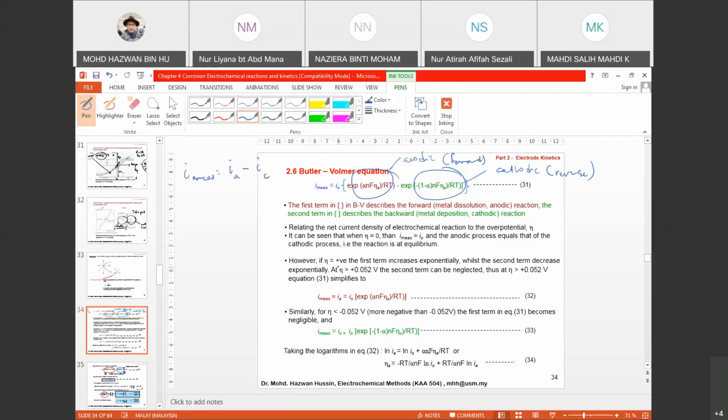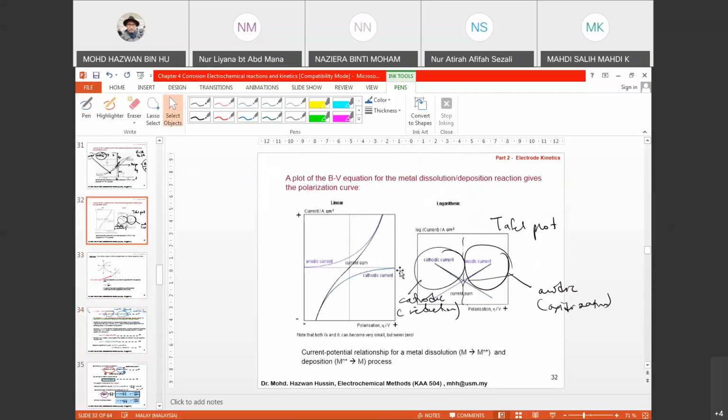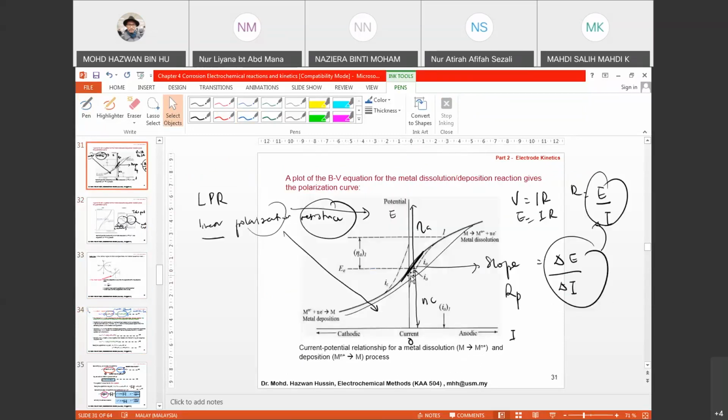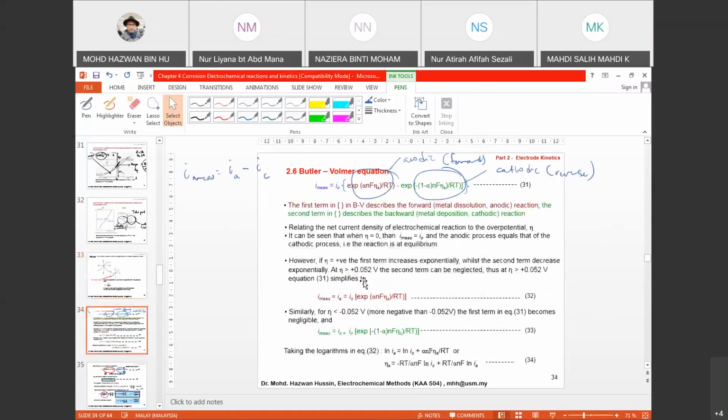However, if the eta or the overpotential value is positive, the first term will increase exponentially, while the second term decreases exponentially. This is justified from this plot. You will see that if we have a positive overpotential, then it will increase exponentially. In contrast, you have a decrease in current exponentially for your cathodic side.